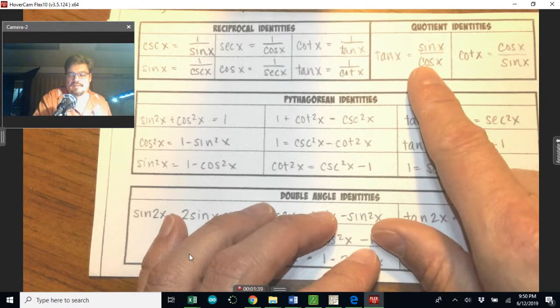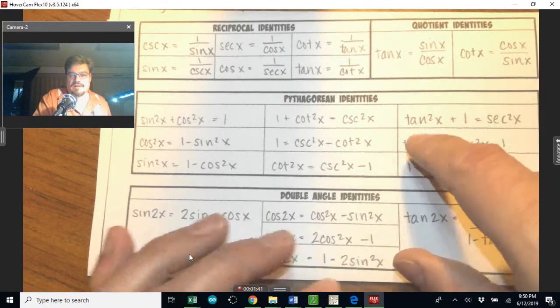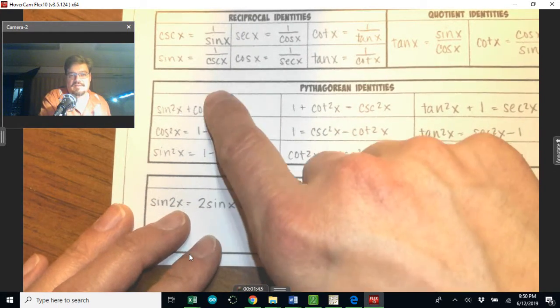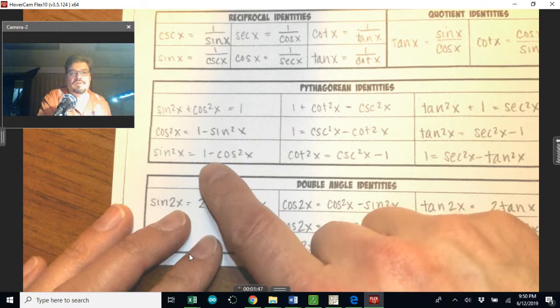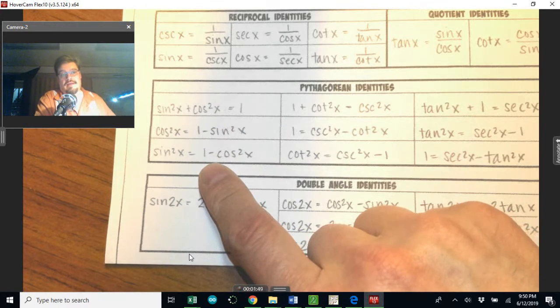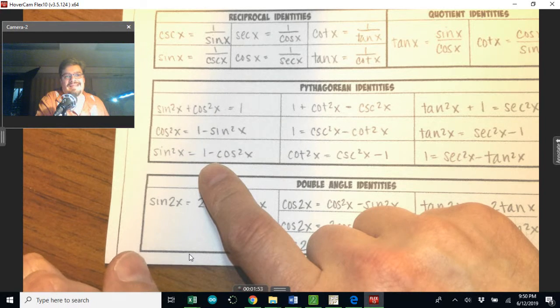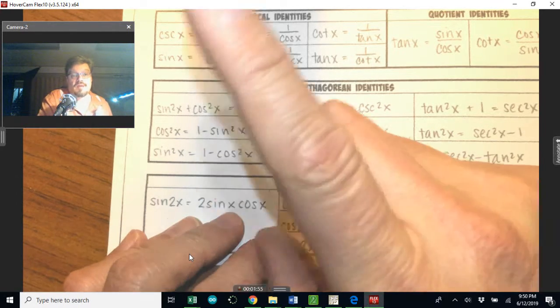these are the basics, right? You always want things in terms of sine and cosine. These Pythagorean identities, these guys are the major three. These are the ones that are used. We almost use them every day in calculus. At least every other day, okay, in some way.